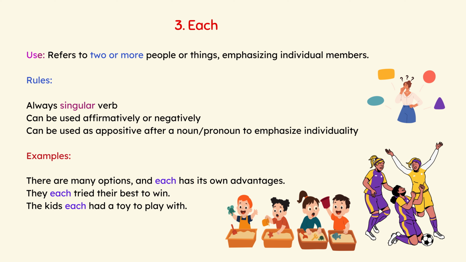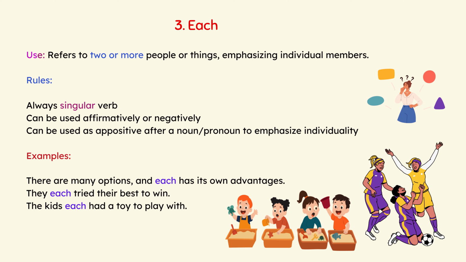They each tried their best to win. In this sentence, each tells us that every person tried separately, not as a group. The kids each had a toy to play with. This means every child got their own toy. Not one toy for all, but one toy per child. So remember, each highlights individuals inside the group.